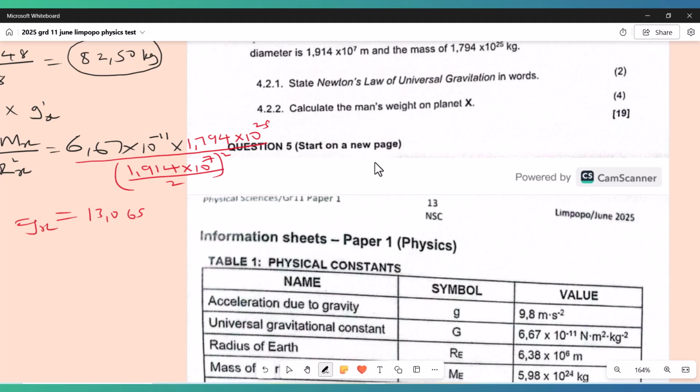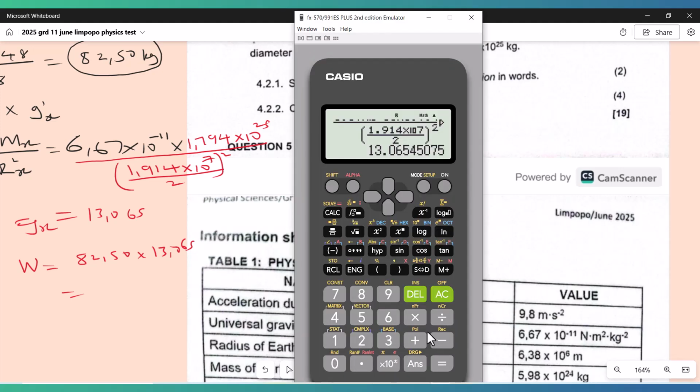Next we're looking for the weight of the man on planet X. The weight equals the mass, which was 82,50, times 13,065. So for our final answer, we just multiply by the mass, because the mass is constant. Times 82,5, we get 1077,90.